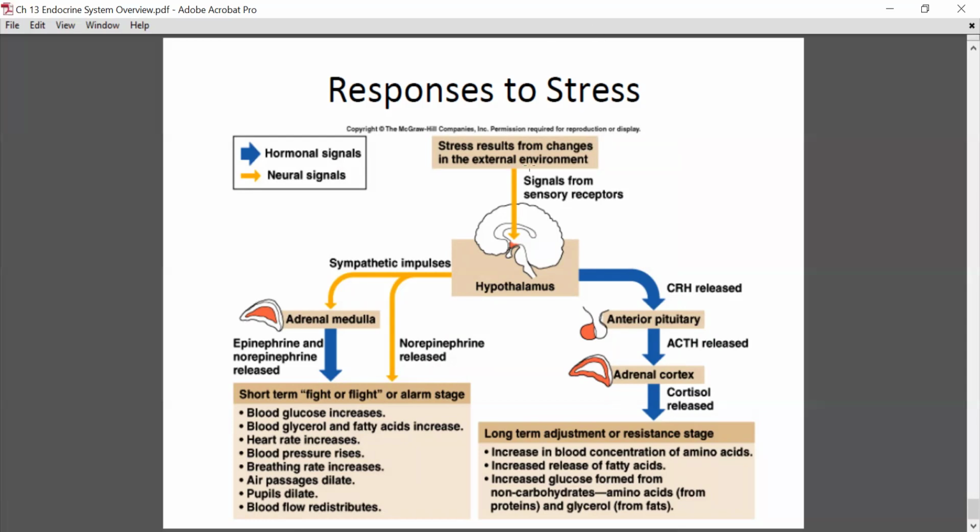Then you get the signal from those sensory receptors saying that there is a stressor that is occurring. That is going to signal the hypothalamus. The hypothalamus will do one of two things. You'll have sympathetic impulses that will reach the adrenal medulla, so the middle of the adrenal gland. That adrenal medulla will produce epinephrine and norepinephrine. Remember, that's adrenaline and noradrenaline, and that will create your short-term fight or flight. If norepinephrine is released, then again, same response.